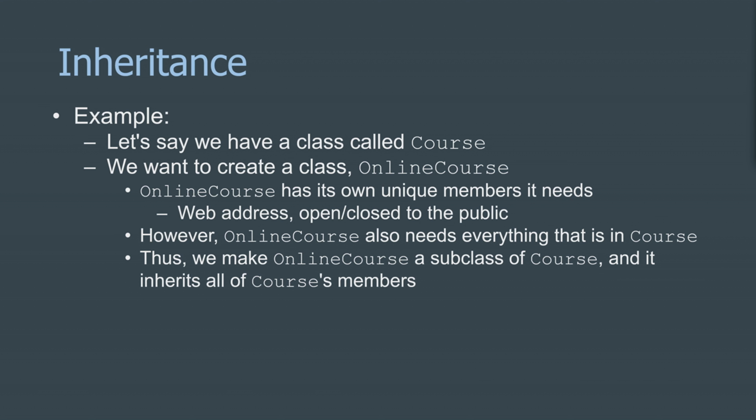All right, but online course still needs all the stuff that comes from course, like names and codes and all that stuff. That was a really simple class, so we're not really inheriting that much, just 4 lines of code or whatever. I guess we had all the get and set functions for the get code and get name and set name.